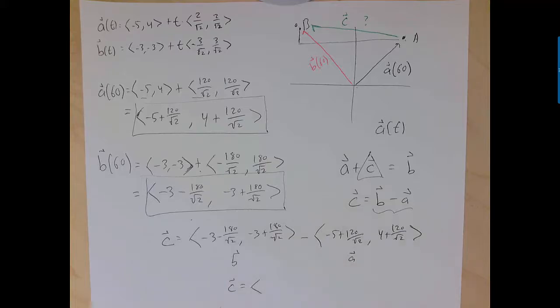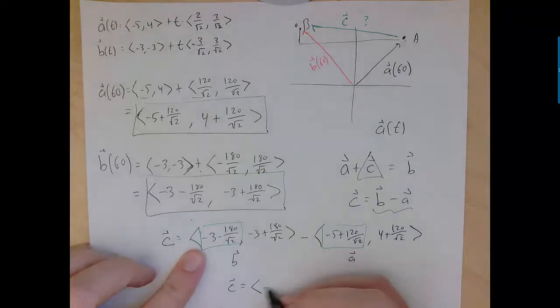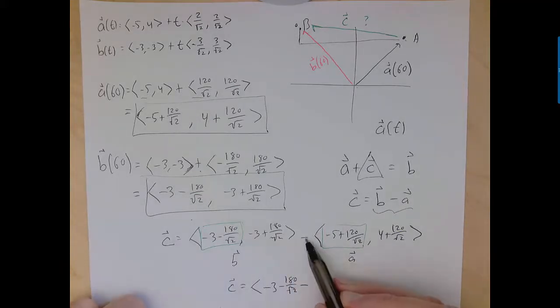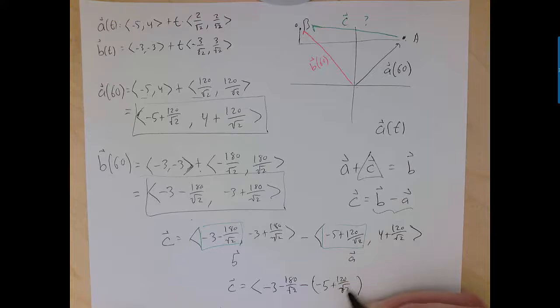So, I'll combine the x part of this one and the x part of that one, except now I'm subtracting. So it would be negative 3 minus 180 over root 2, that's the x part, minus this. So, the opposite of negative 5 is 5. Well, let's do it this way. Let's say minus, and then I'll put this in parentheses, and then we'll work out how the signs cancel in a second. So plus 120 over root 2. And then, we'll do the y part in just a minute.